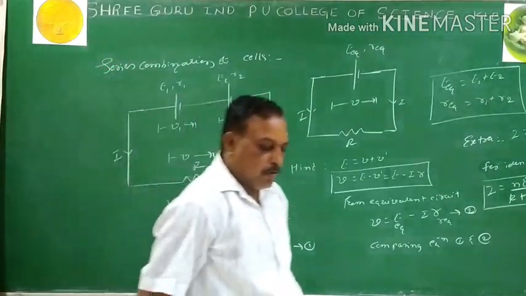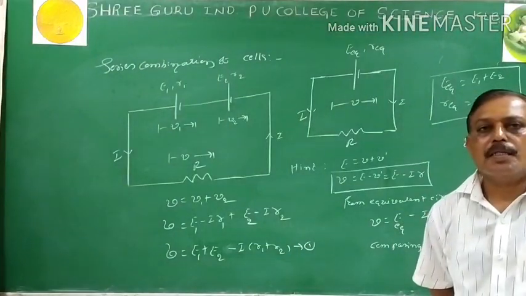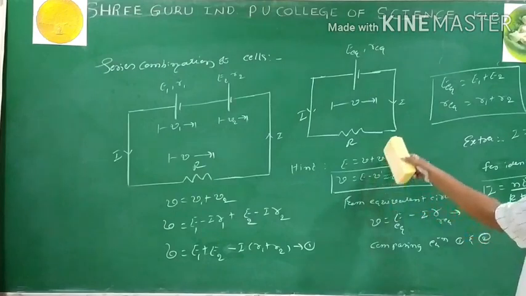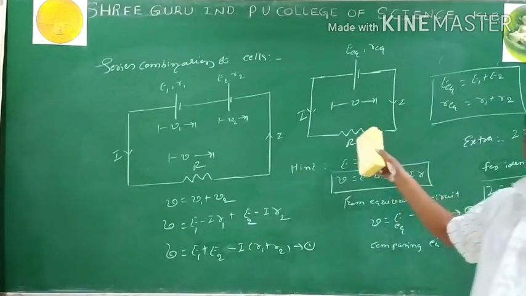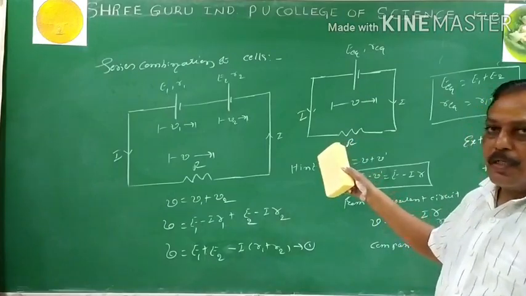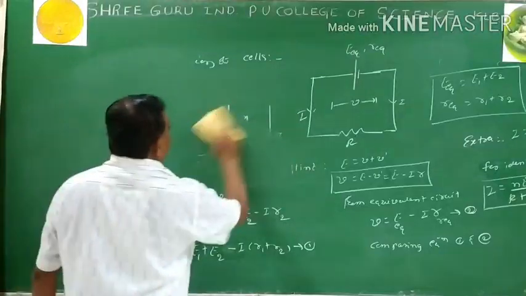The parallel combination of the cells. Is it easy? Is it clear? The hint is important. From where have we got the hint? From Ohm's law applied to the circuit. Shall I go for the parallel combination of the cells? Yes. Parallel combination of the cells.